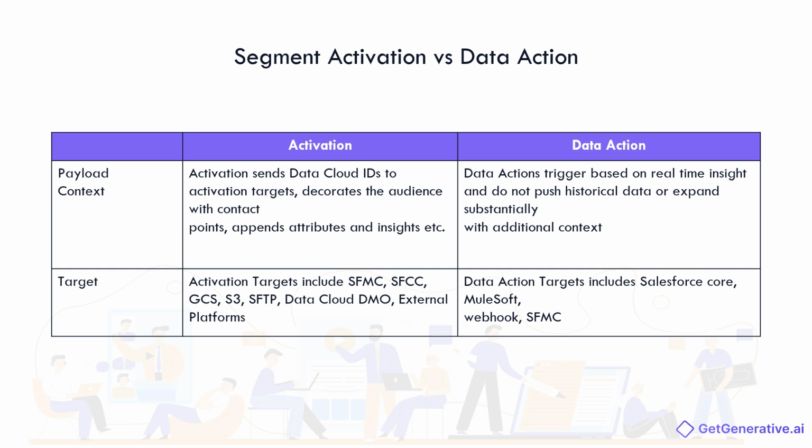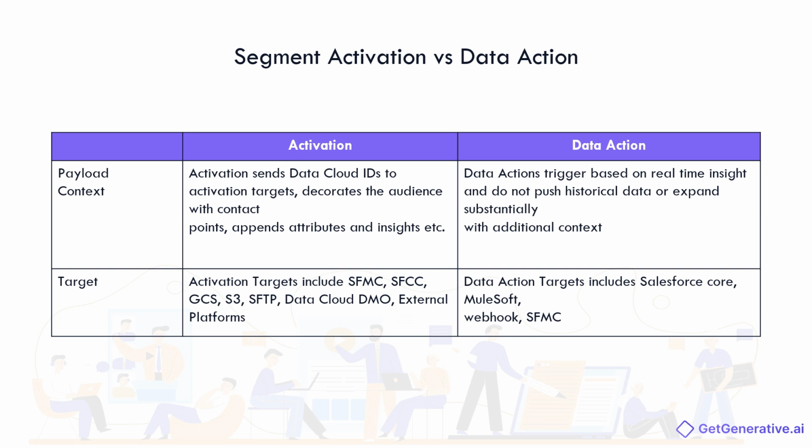Configuration for activation is a 5 or 6-step process. The first step is creating an activation target. That means configuring Amazon S3 for activating the data. In this case, Amazon S3. In other cases, it can be Marketing Cloud, it can be Commerce Cloud, it can be personalization, etc.